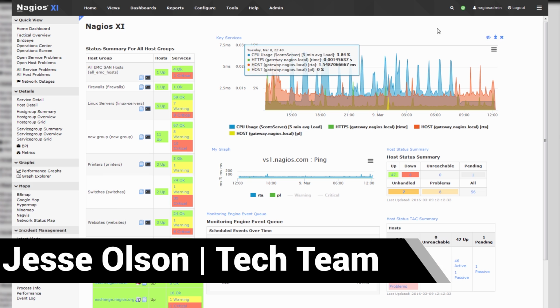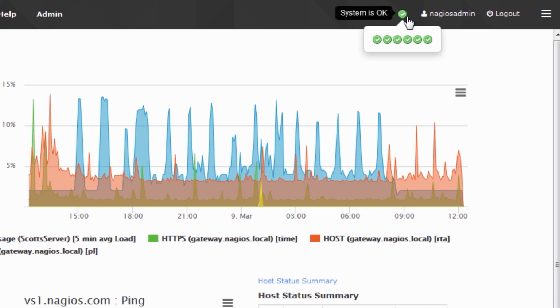So first and foremost, click this green icon up here. This green icon is just an overall health check of your Nagios XI system. It does check itself to make sure it's running optimally, so check on this, especially if this system check is not green. If it turns red at any point, you know you have a problem.